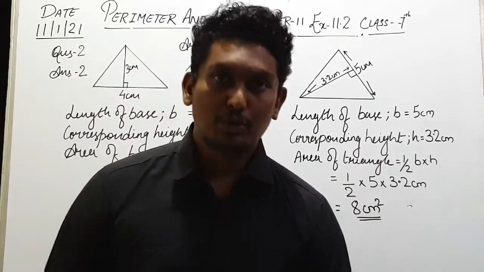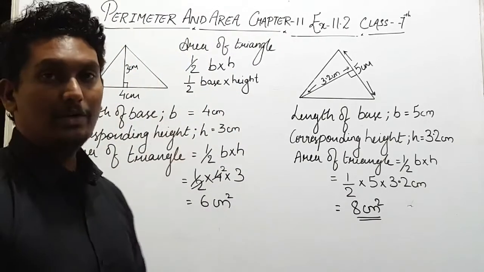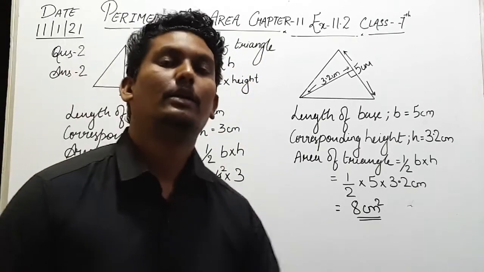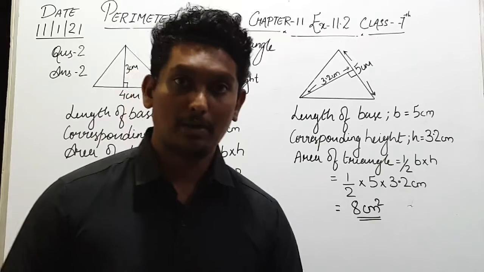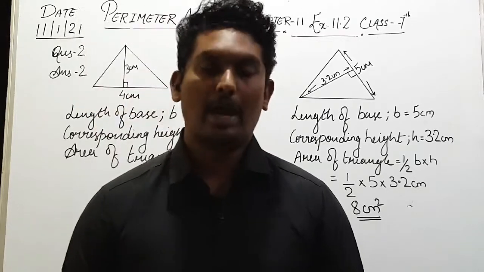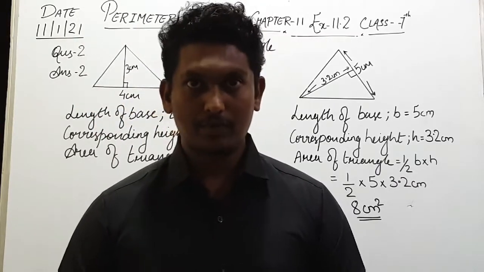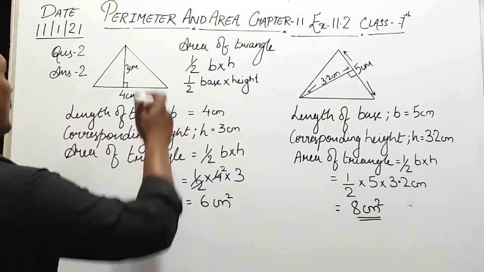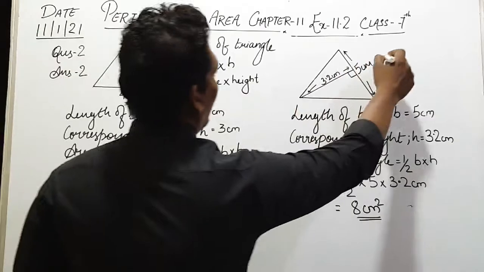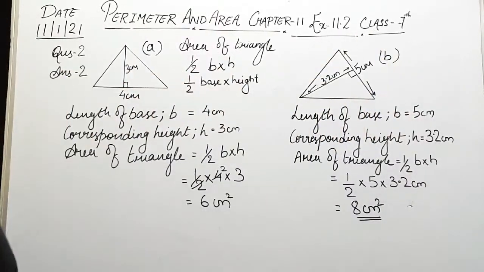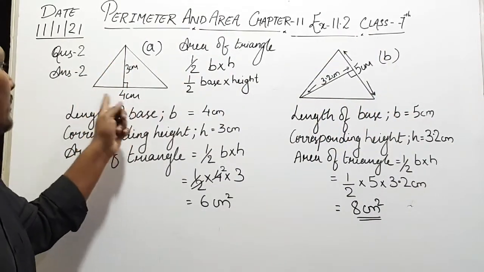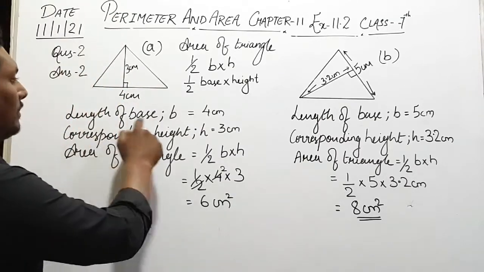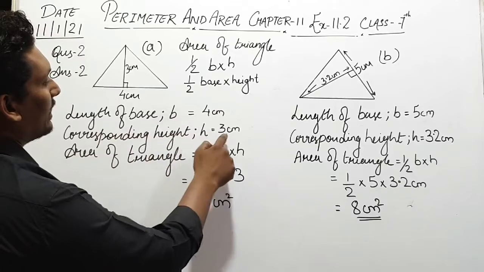Okay, now come to question number 2. Question number 2, we are going to deal with triangle, and area of triangle is half base into height. So don't get confused. When the question is of parallelogram, the area is base into height, and when we are dealing with area of triangle, that is half base into height. So in this question, this is the A part and this is the B part, okay. So in this triangle, this 4 centimeter is the base and this 3 centimeter is the height, okay.